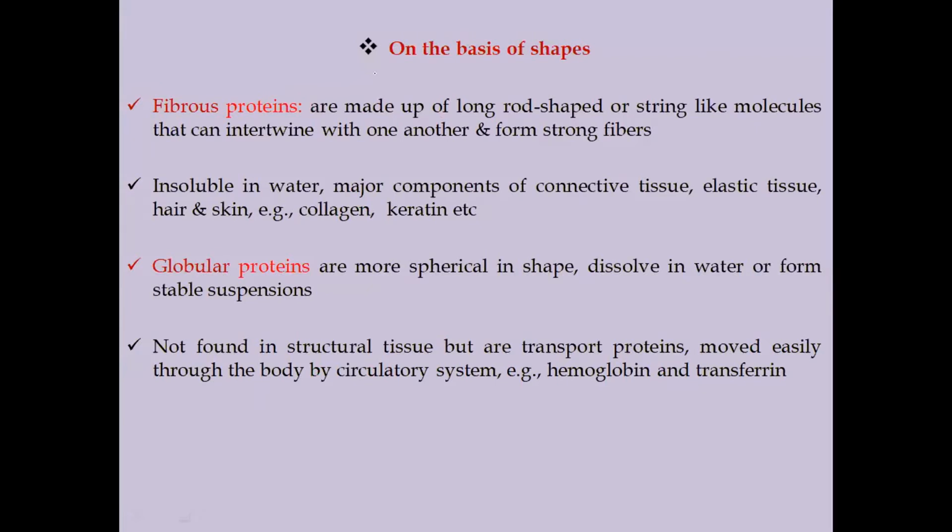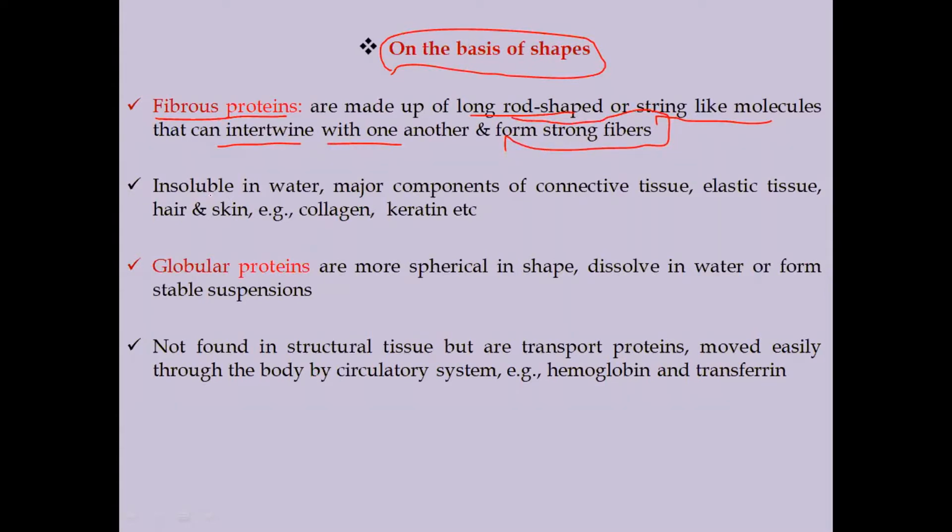So first of all, we will discuss classification on the basis of structure or shape. They are classified into two types. First one is fibrous proteins. Fibrous proteins are made up of long rod-shaped or string-like molecules that can intertwine with one another and form a strong fiber-like structure.